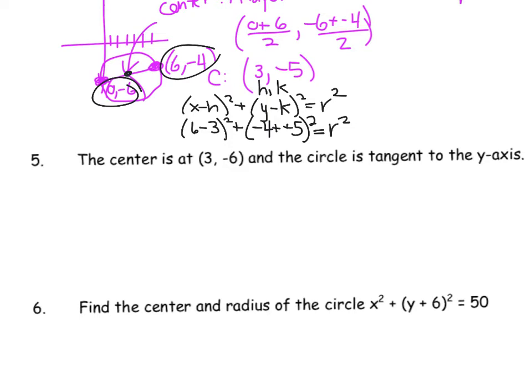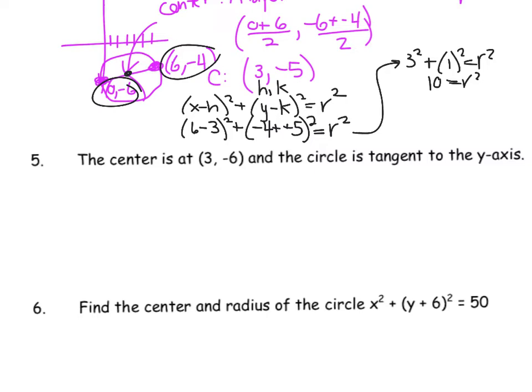All right, so now I'm going to clean this up. 6 minus 3 is 3 squared plus 1 squared equals r squared. So I get 9 plus 1, 10 is equal to r squared. This is not the equation of a circle. A lot of times kids stop there like, oh, that was a lot of work. I'm glad I'm done. No, if I asked you to graph that circle, you wouldn't be able to because it's not the equation of a circle.